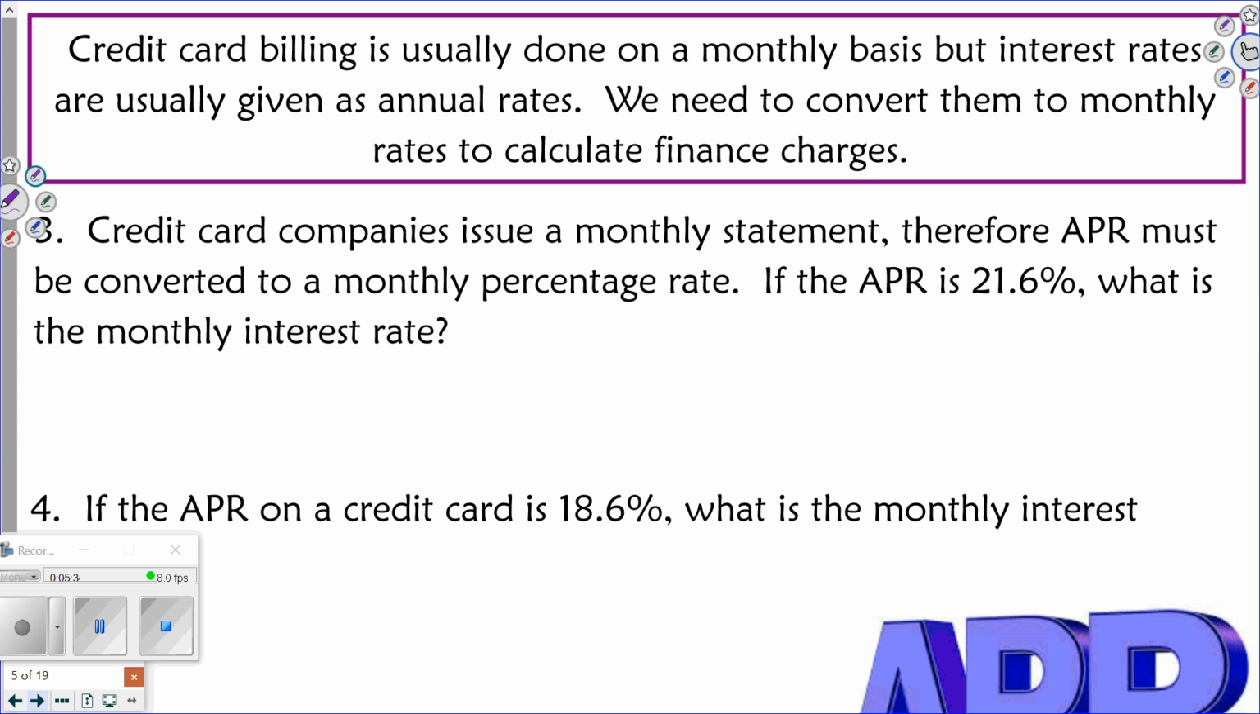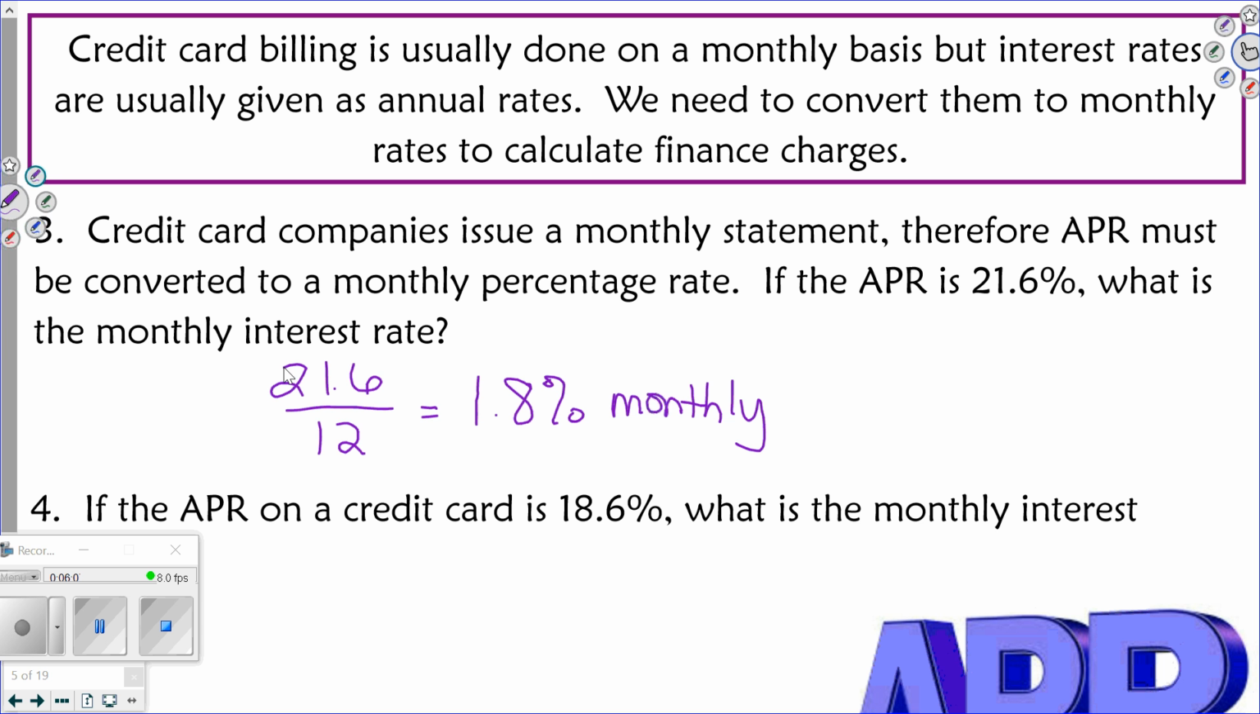If the APR is 21.6%, what is the monthly? I just divide by 12. Yeah. So 21.6 divided by 12 is 1.8. So 21.6, we divide it by 12, 1.8%. That is your monthly percentage rate.